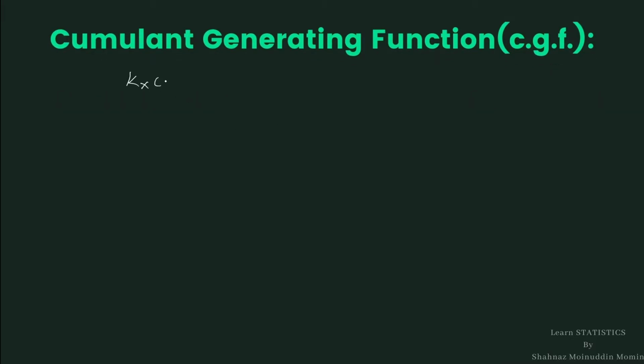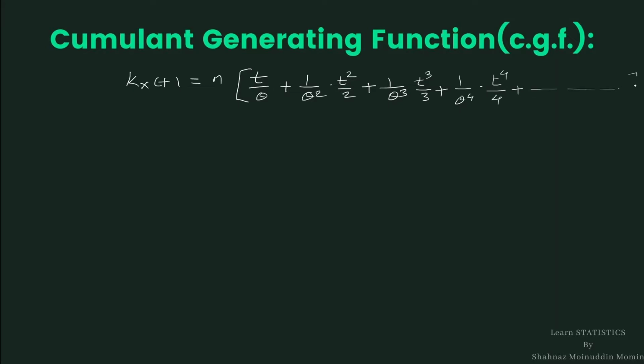K_X(t) is equal to n into [t upon theta plus 1 upon theta square into t square by 2 plus 1 by theta cube into t cube by 3. Similarly, 1 upon theta raised to 4 into t raised to 4 divided by 4 plus dot dot dot up to infinity].